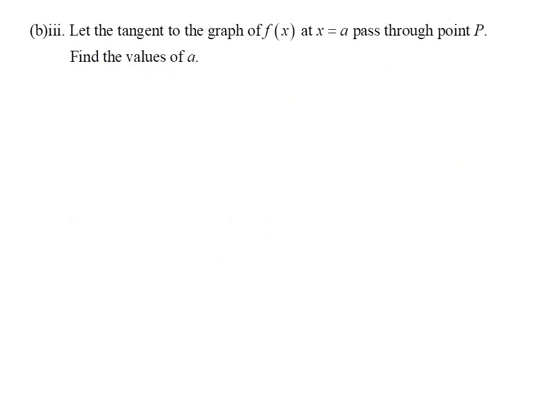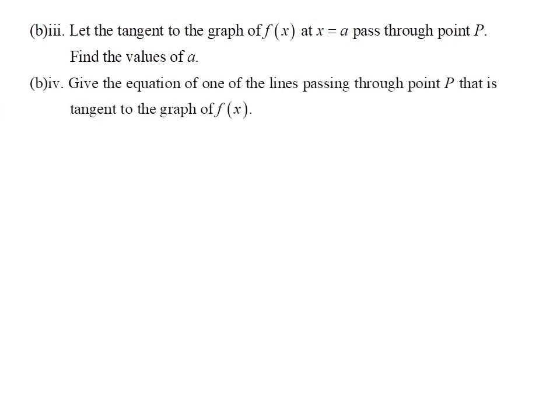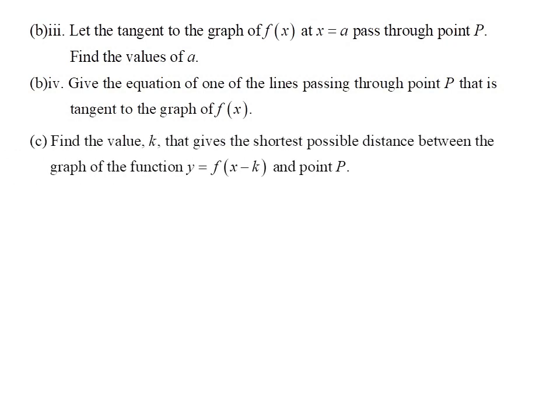Here we continue to explain question 7 of the VCAA Mathematics Exam 1 2020 paper. In subpart 3 of part B, we let the tangent to the graph of f of x at x equals a pass through point P, then find the values of a. Subpart 4 is to find the equation of one of the lines passing through point P that is tangent to the graph of f of x. Part C of question 7 is to find the value k, which gives the shortest possible distance between the graph of the function y equals f of x minus k and point P.